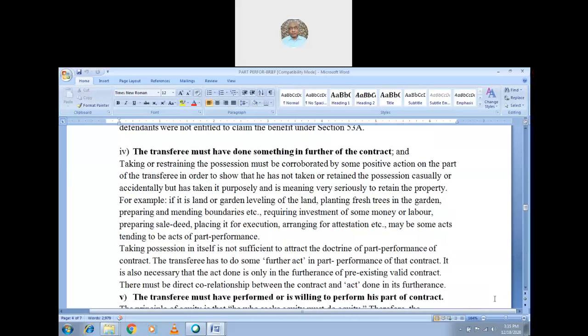So these are the things that would be there. Taking or retaining the possession must be corroborated with some positive action on the part of the transferee in order to show that he has not taken or retained the possession casually or accidentally, but has taken it purposely and meaning to seriously retain the property.